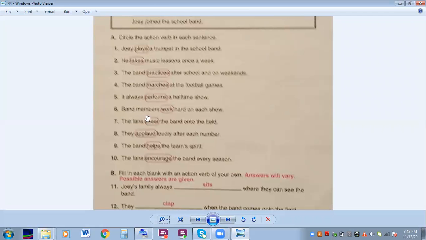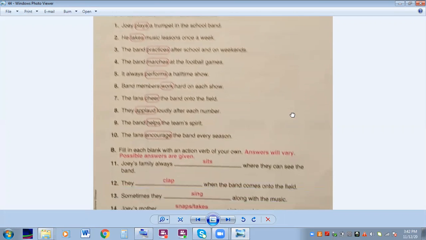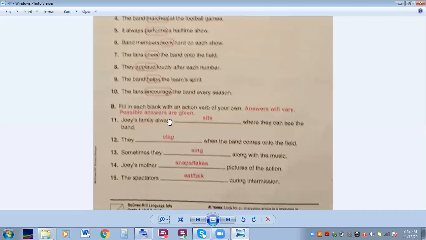Performs. Band members work hard on each show. Work. The fans cheer the band onto the field. Cheer. They applaud loudly after each number. Applaud. The band helps the team's spirit. Helps. The fans encourage the band every season. Encourage. Okay? All right, and at the bottom, there are many answers that would work in these sentences.